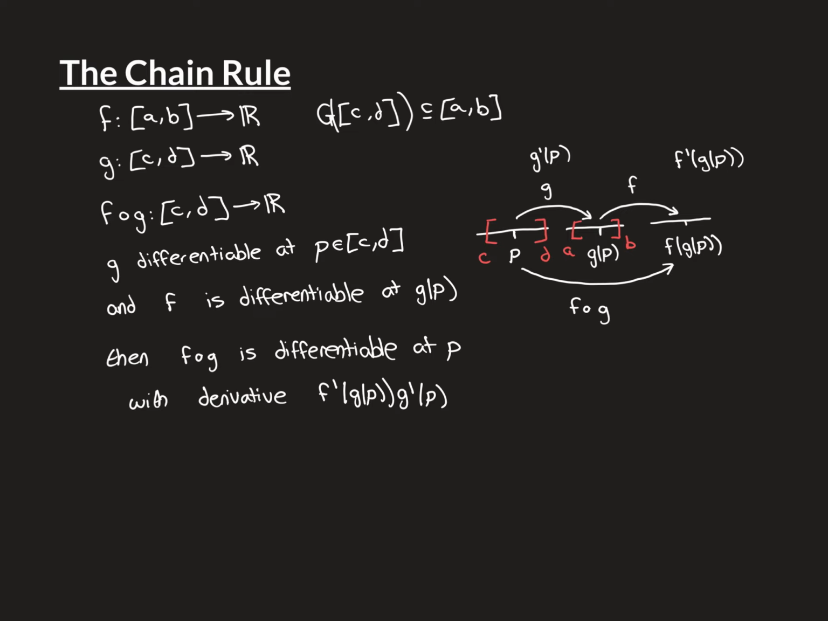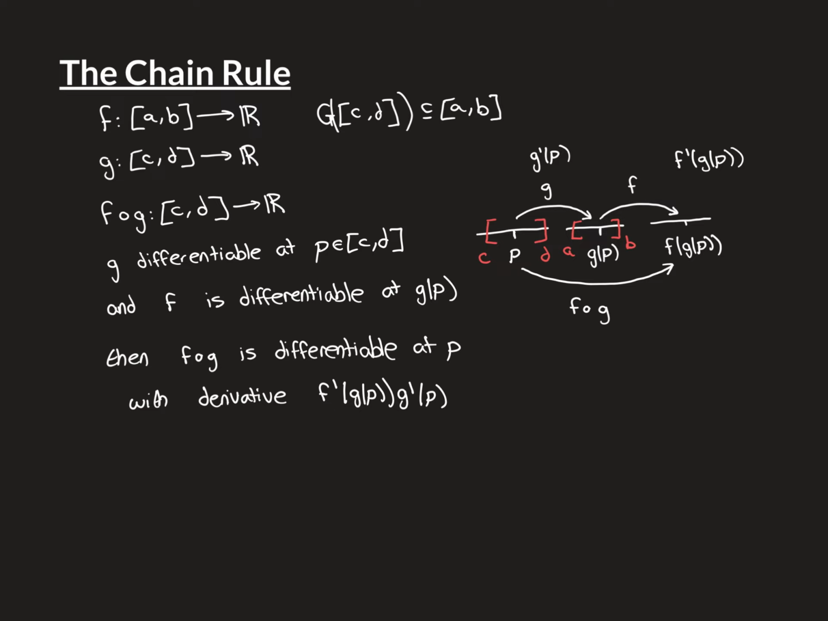And we're saying if the function g is differentiable at the point p, we'll call its derivative g prime at p. And if the function f is differentiable at g of p, we'll call its derivative f prime at g of p, then you can overall conclude that the composite function f composed with g will be differentiable at the point p, and its derivative is going to equal these two multiplied together, so f prime at g of p times g prime of p. So let's now prove this famous calculus result.